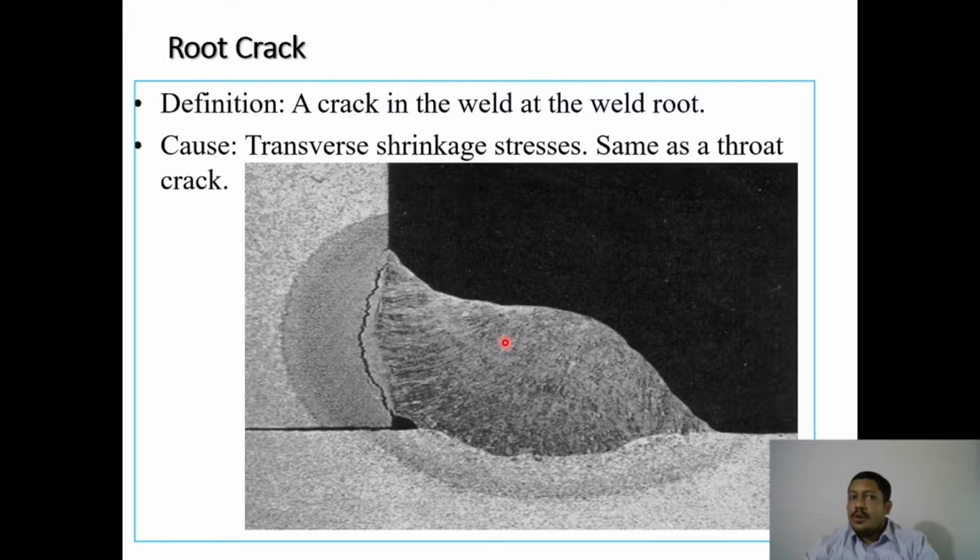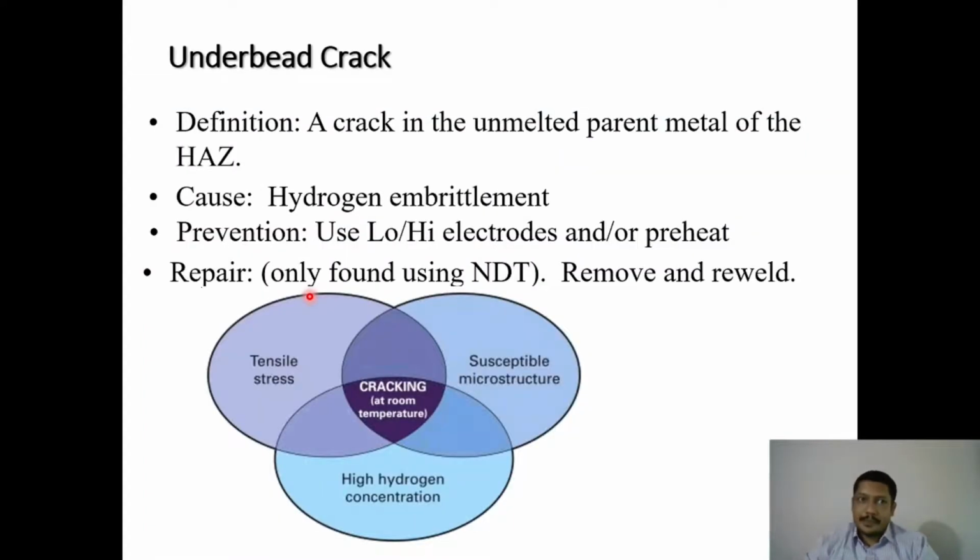So next is called root crack. A crack in the weld at the weld root is called the root crack. Again, transverse shrinkage stresses are the reason for the root crack. It is the same as the toe crack. You have to preheat the area to ensure that no root crack takes place. So you can see over here, you have to ensure preheat of the material so that uniform heat is deployed on this area, and the effect of these kinds of cracks can be minimized.